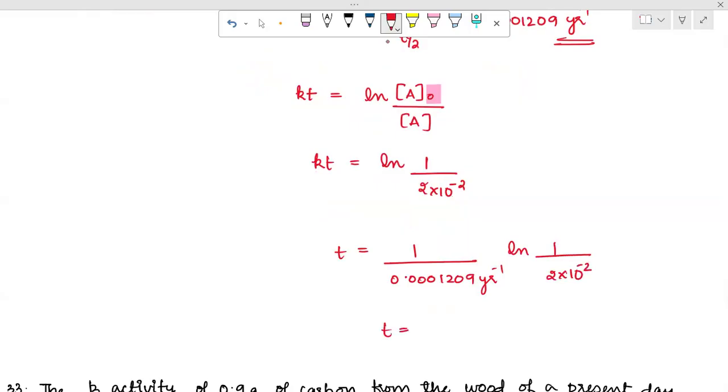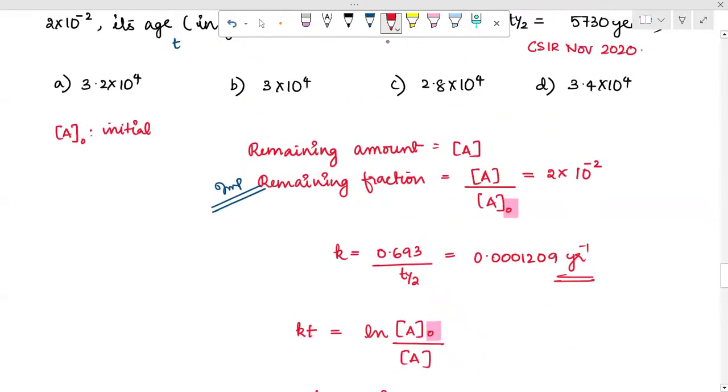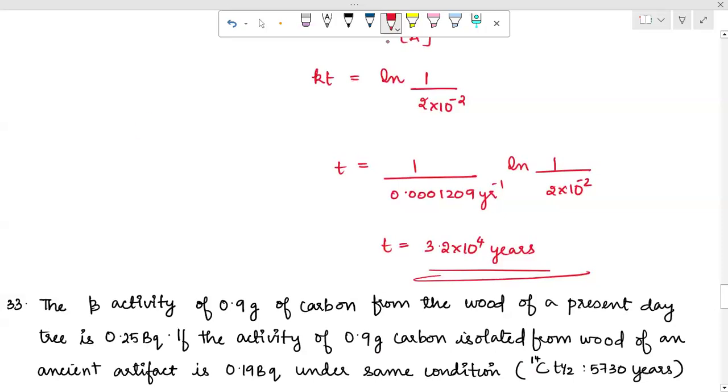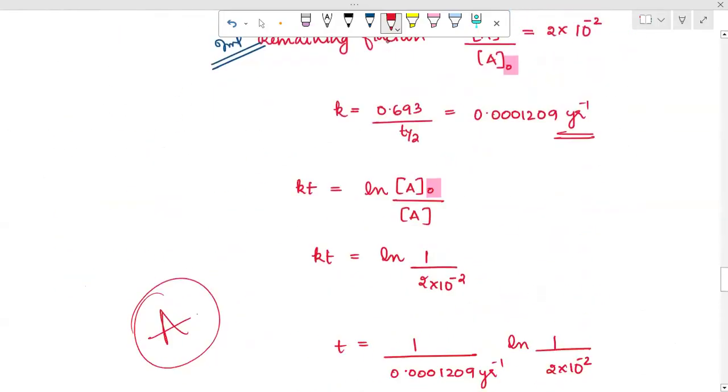You can solve this. Try. You will get approximately 3.2 into 10 to the power 4 years. Option A. 3.2 into 10 to the power 4. It's a good question. You have to read the question well.